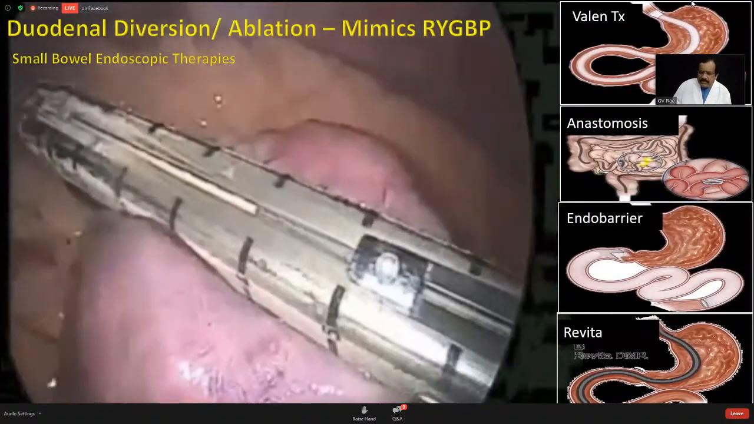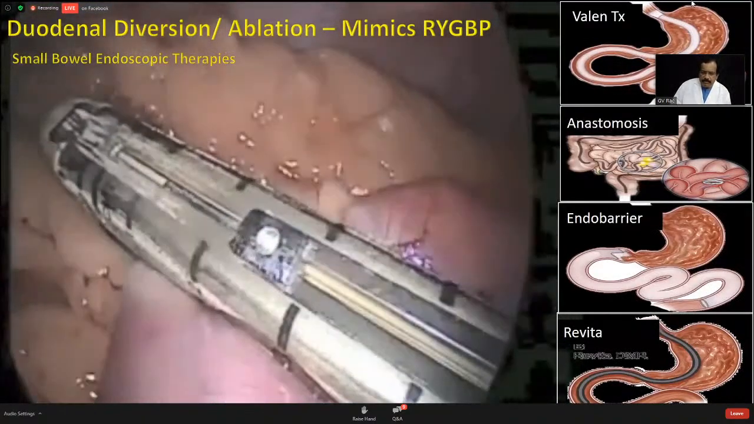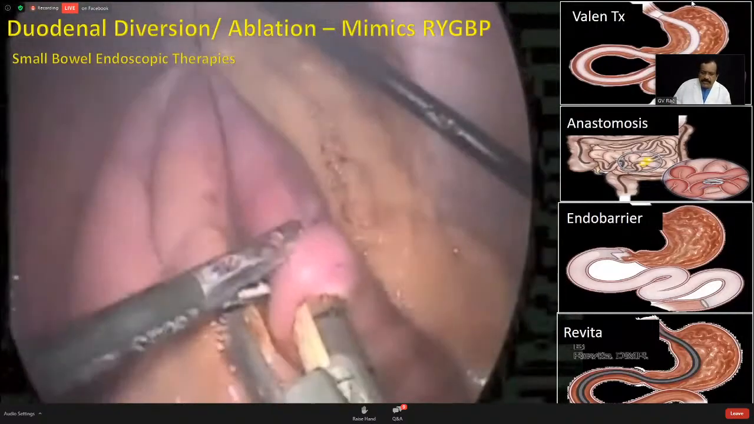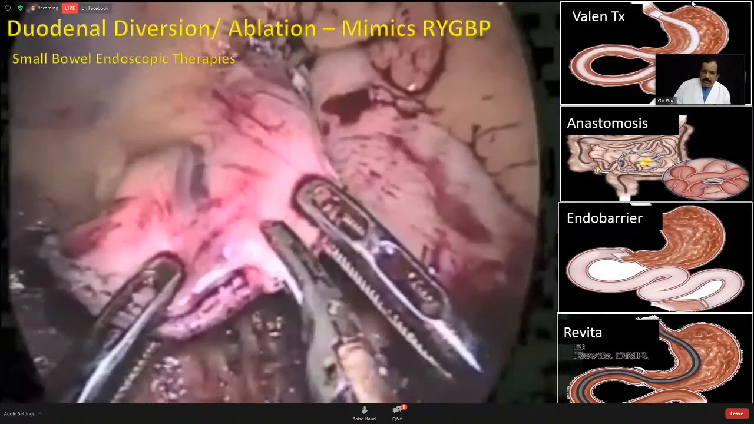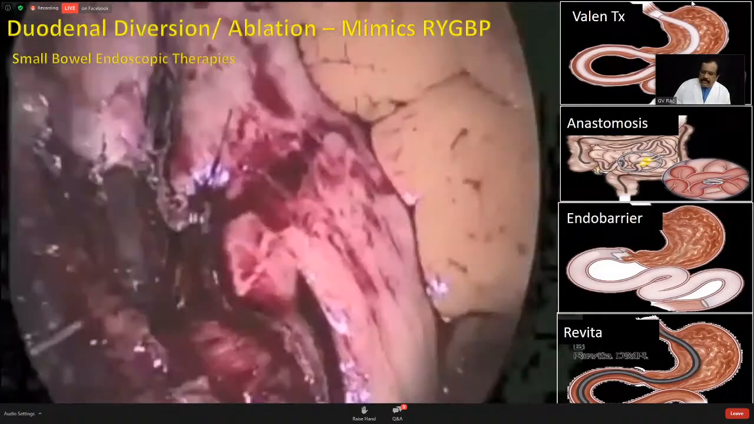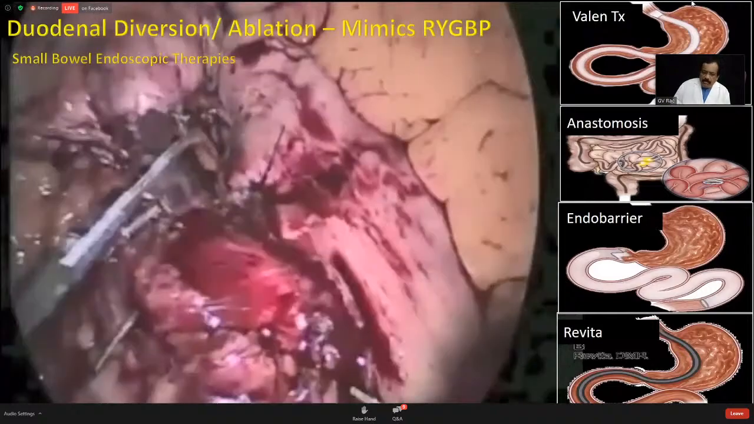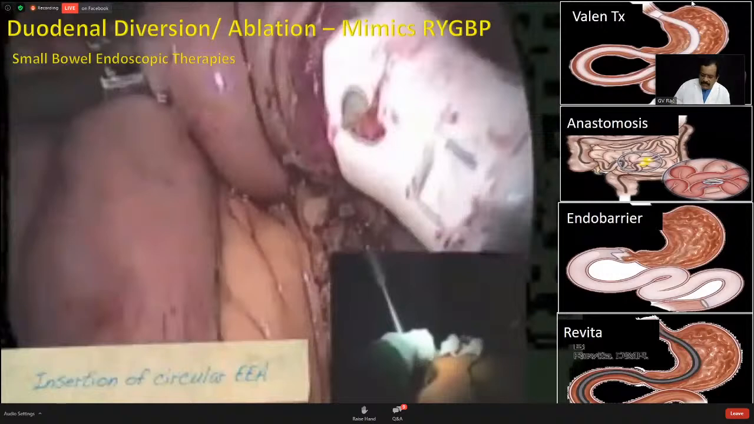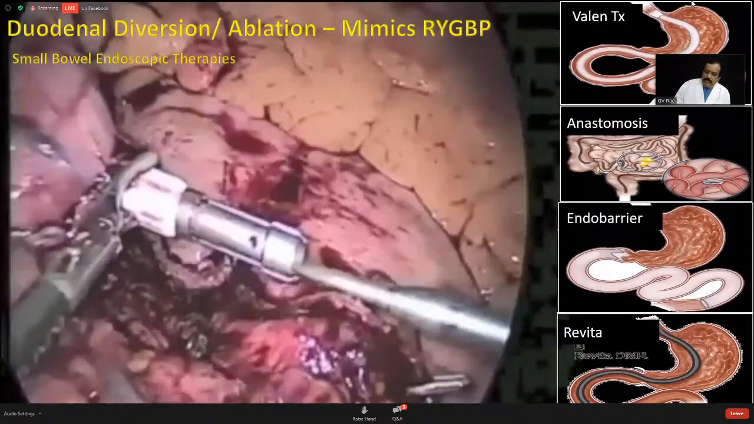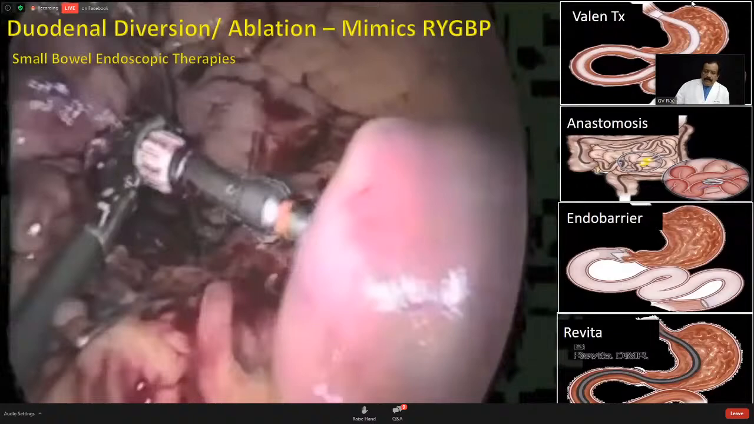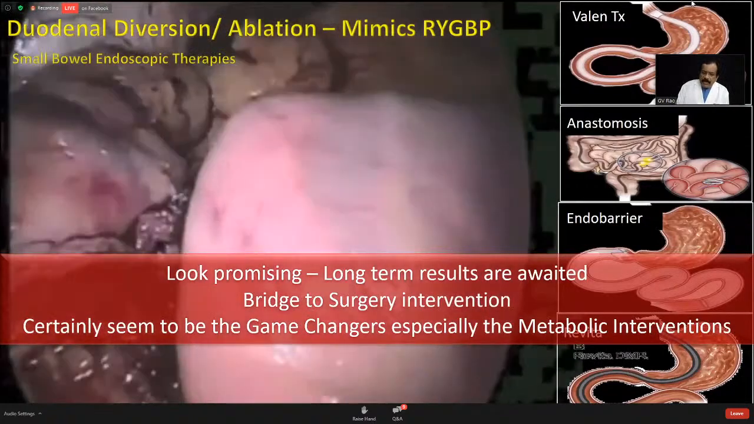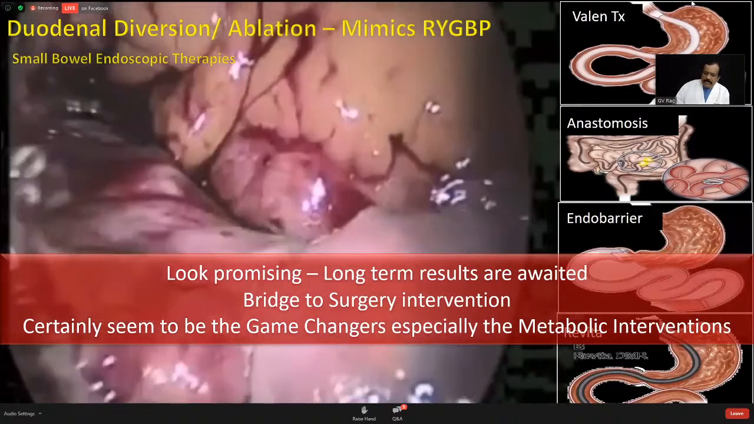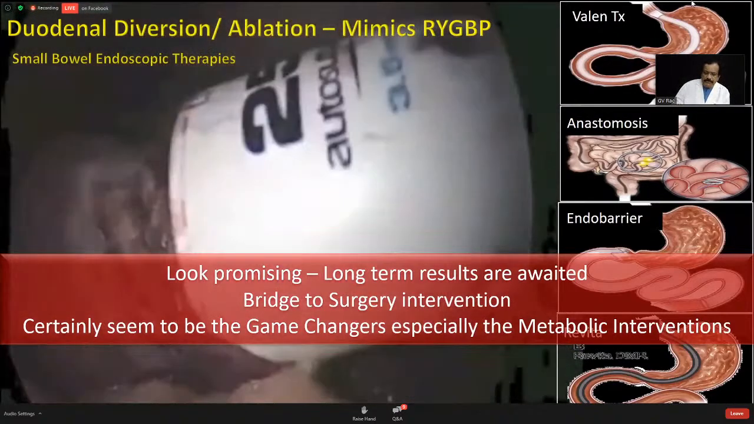Likewise, there are several of these endoscopic procedures that have come, which are purely based on the results of laparoscopic surgical procedures. All of them have been translated. Now, most of the duodenal endoscopic procedures that are coming in basically mimic the Roux-en-Y gastric bypass, and the results of that have been extrapolated to this. We look forward to this, and they look very promising, and they seem to act as a bridge to surgical intervention. Certainly they seem to be game changers, especially for metabolic interventions.